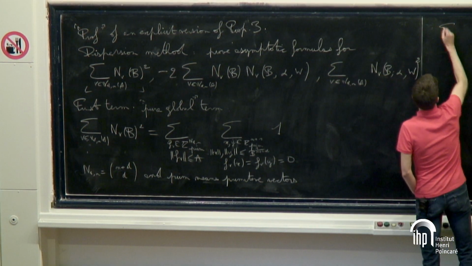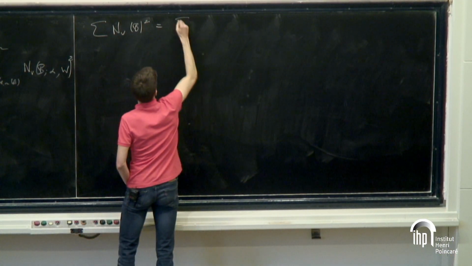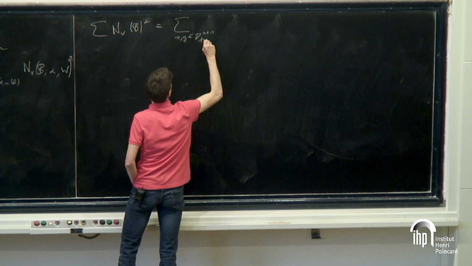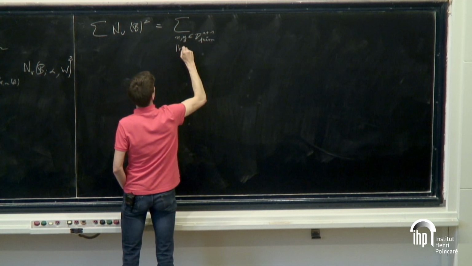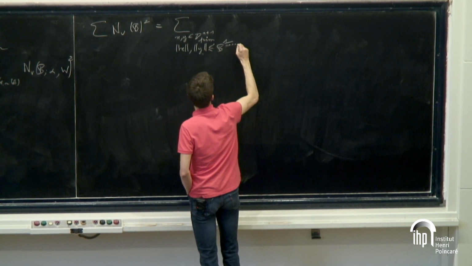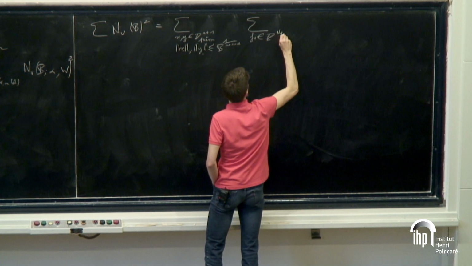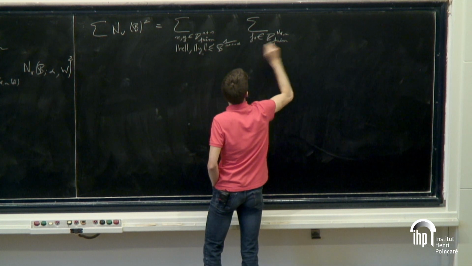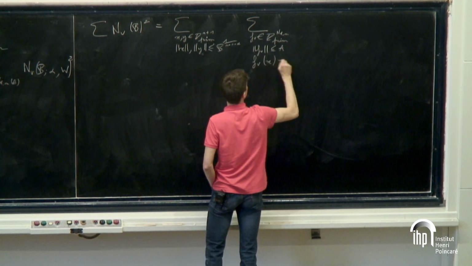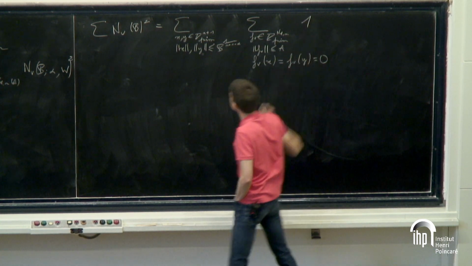Okay, so if I continue, the sum of NV of B squared is the sum over x and y in Z^(n+1) primitive, whose norms are at most B^(1/(n+1-d)). And then I have a sum over fv, whose norm is at most A, and such that v of x equals v of y equals 0.